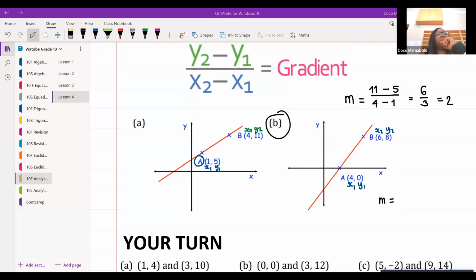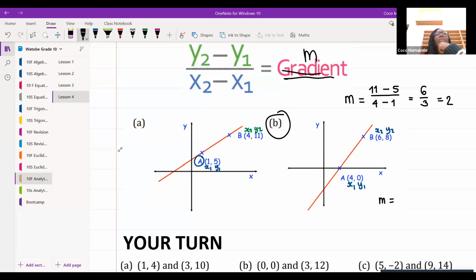Okay, Didi, what's going on? Hi, ma'am. Is there a reason why we say m equals? Yes, because m stands for the gradient, and that's what we're calculating for, the slope. Oh, okay, so we're supposed to write m and m stands for gradient. Yes, so I've put an m in place of this word gradient. Okay, thank you, ma'am.